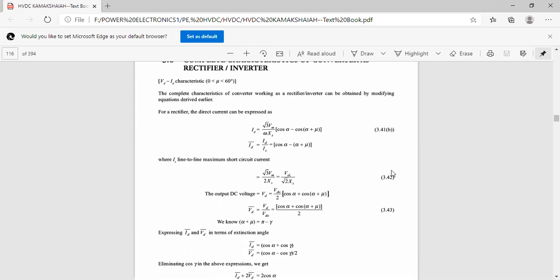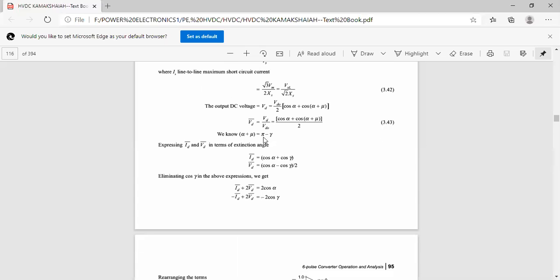See here, we have considered this is equation 1, this is equation 2. Now, after substituting the condition in equations 1 and 2, we will get equation 3 and 4. Now here, bring this 2 to this side, 2Vd. If you want to eliminate cos gamma, add these two equations, equation 3 and 4. We'll get this equation. Now, if you want to eliminate cos alpha, take equation 3 minus equation 4.